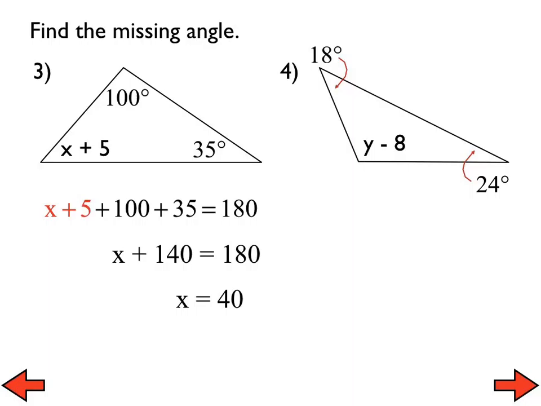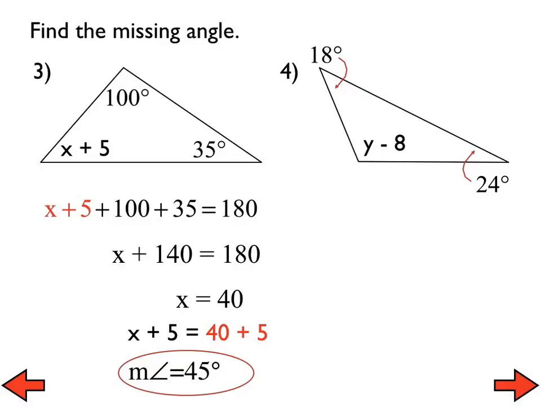It doesn't say solve for x. It says find the missing angle. Does this angle say it's x degrees? Yes or no? No, it says x plus 5. So you have to plug it back in. X equals 40, but the measure of the angle is 45 degrees. This is why I wanted you to write your answer as measure of angle. Because x may not be the angle. X is just a number. Okay? Find x and then find the angle.